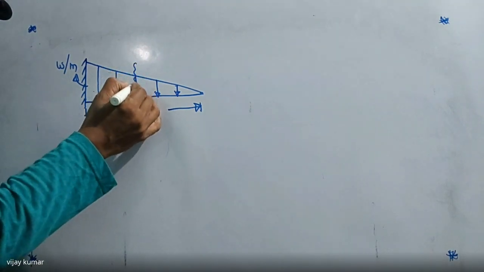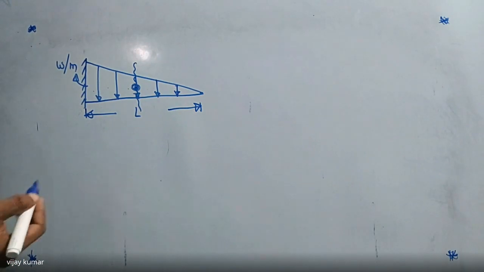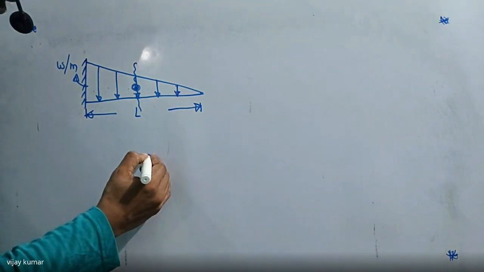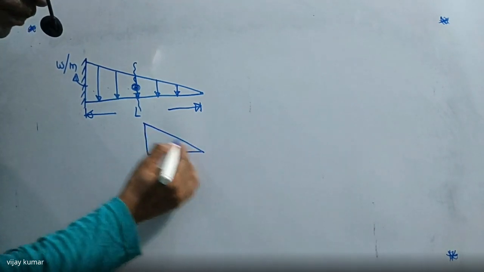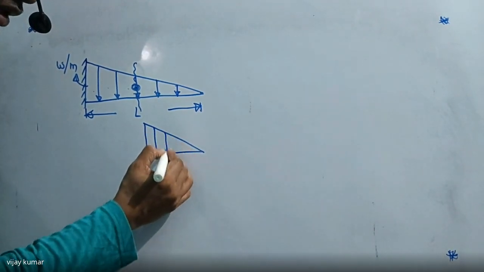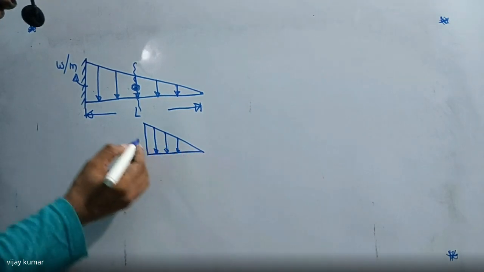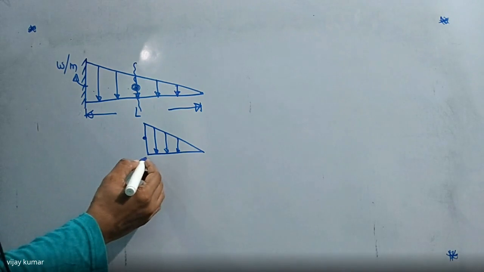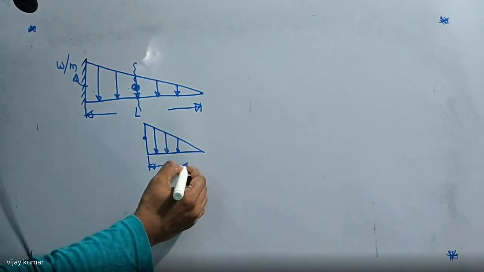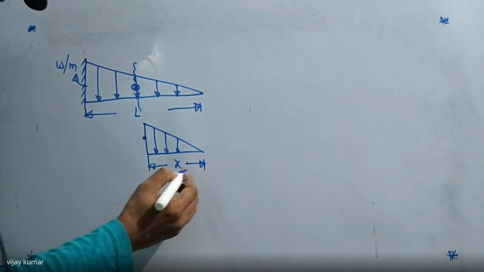So I want to cut this beam into 2 parts. I already told you, so I'm going to take the right part. So this is the free body diagram of the right portion. I want to find the shear force and bending moment at this point. So listen carefully. This length I'm going to assume as x, unknown value x.